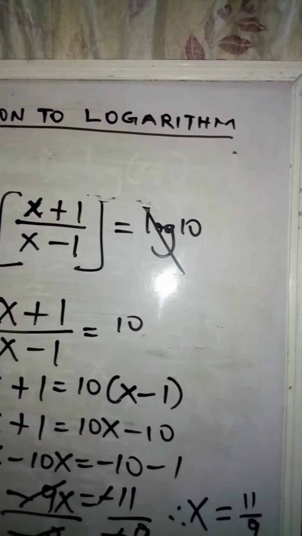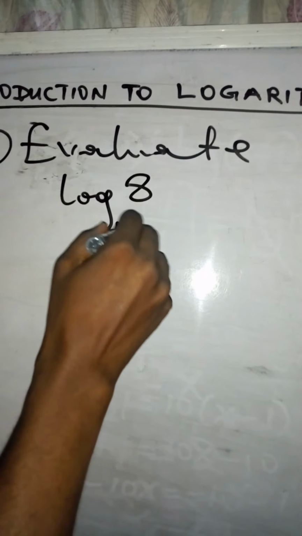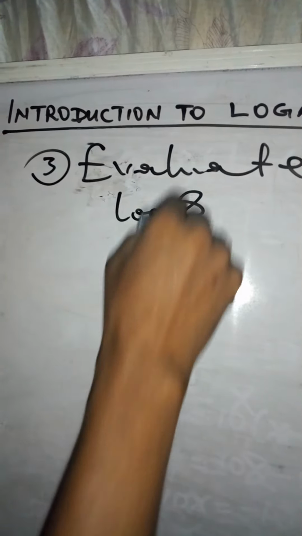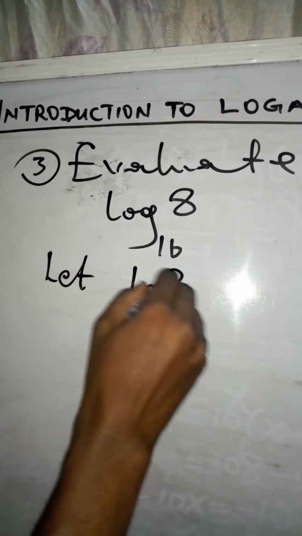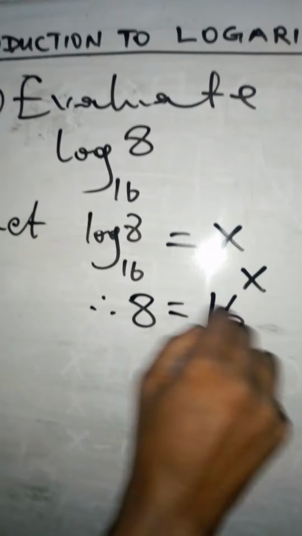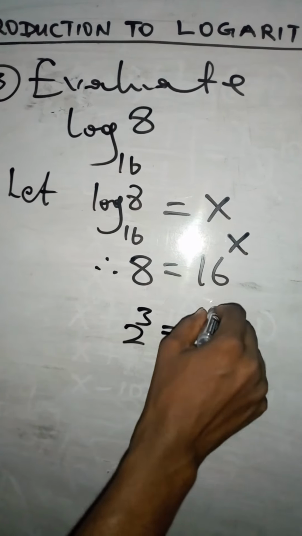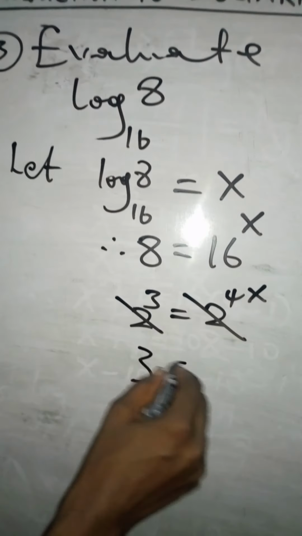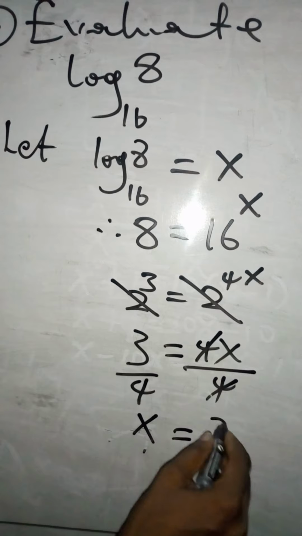We can also take one more example and look at how these related logarithms can be applied. You are asked to evaluate log 8 base 16. How do you evaluate this? You can evaluate this by equating to an unknown. Let log 8 base 16 be equal to x. Therefore, remove the log. We have 8 equal to 16 raised to the power of x. Look at the multiples here. For 8, we have 2 raised to the power of 3. And here we have 2 again raised to the power of 4x. 2 cancels 2, so 3 is equal to 4x. Therefore, divide both sides by 4. 4 cancels 4 here. So x is equal to 3 over 4.